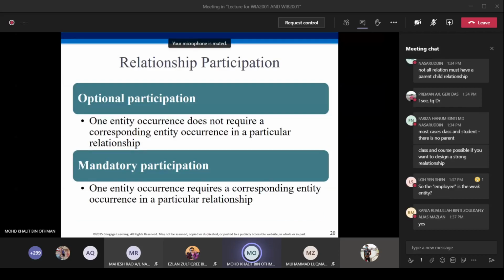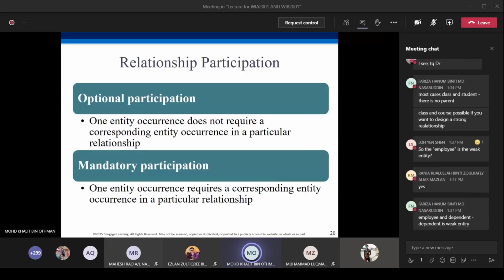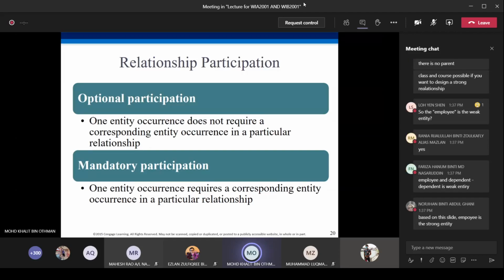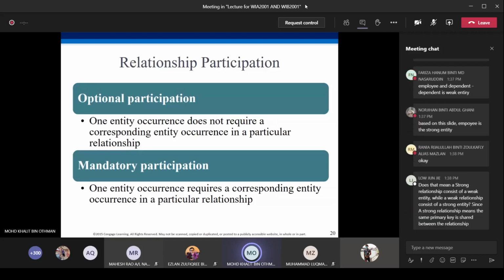So we move to relationship participant. What is a relationship participant? Participant in a relationship is either optional or mandatory. Optional participant means that one entity occurrence does not require a corresponding entity occurrence in a particular relationship. Mandatory participant means that one entity occurrence requires a corresponding entity occurrence in a particular relationship. So the existence of a mandatory relationship indicates that the minimum cardinality is 1 for the mandatory entity.